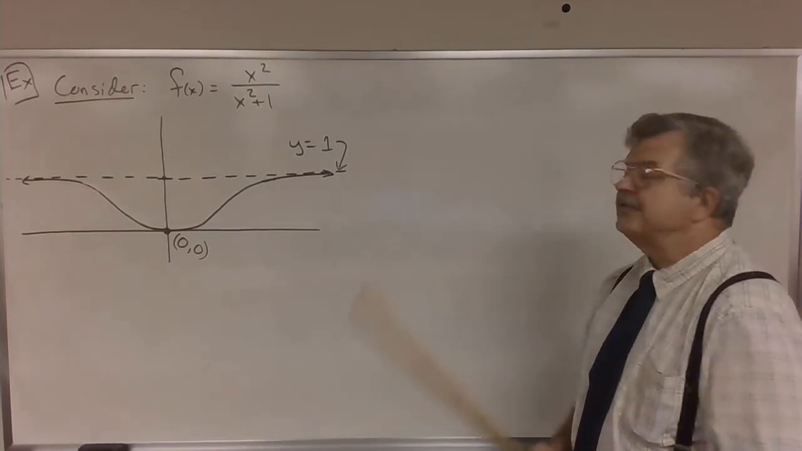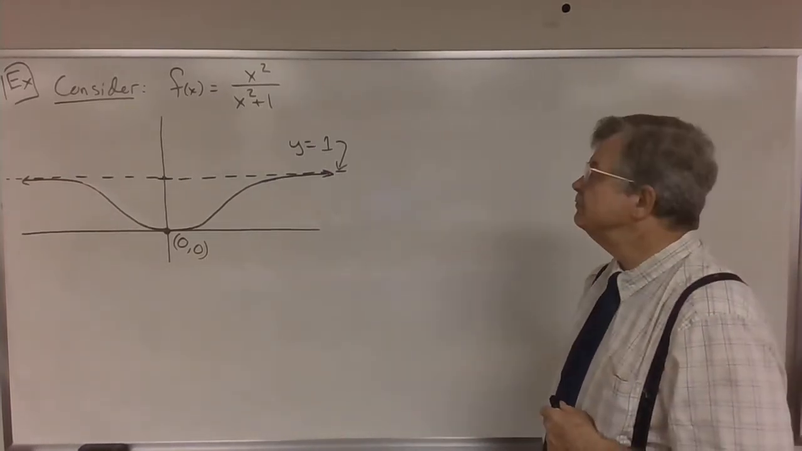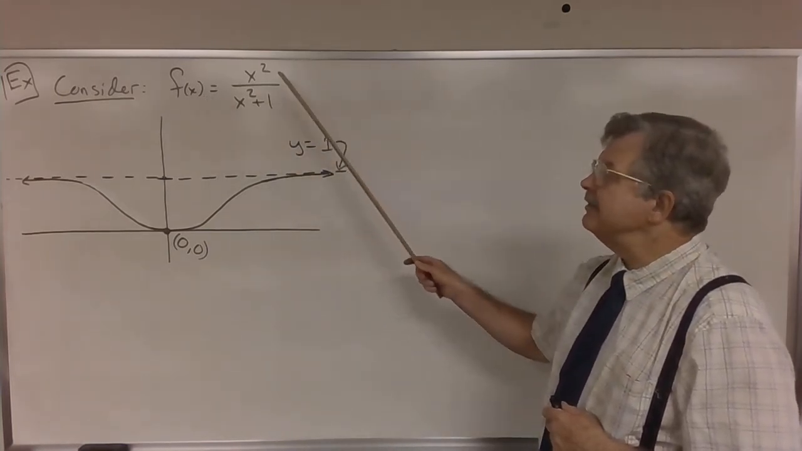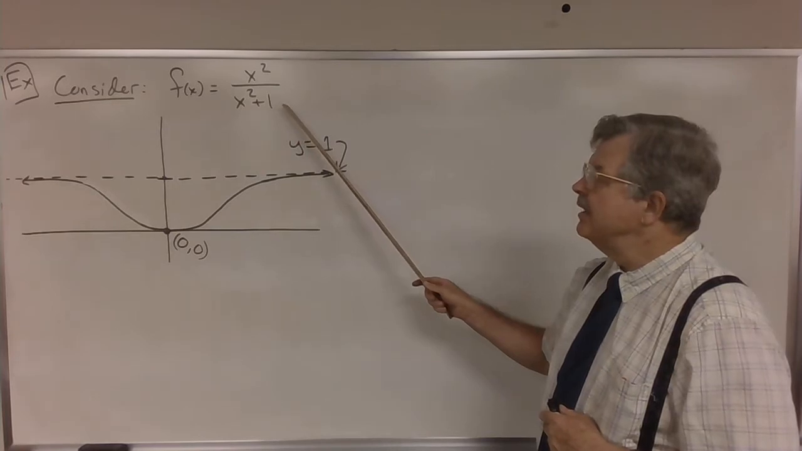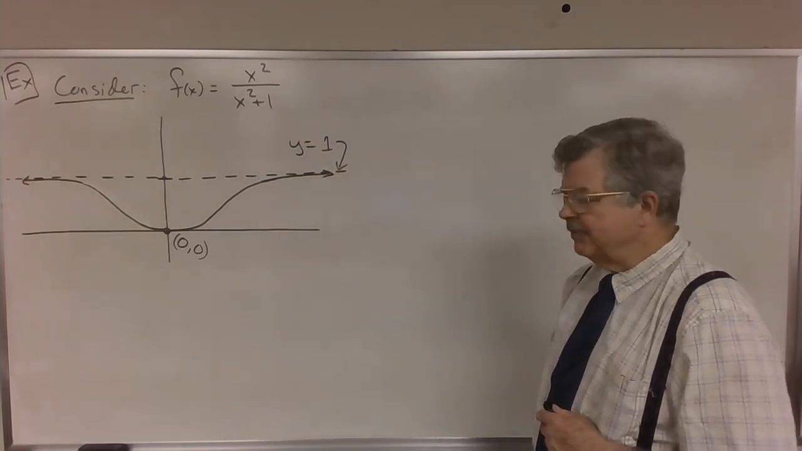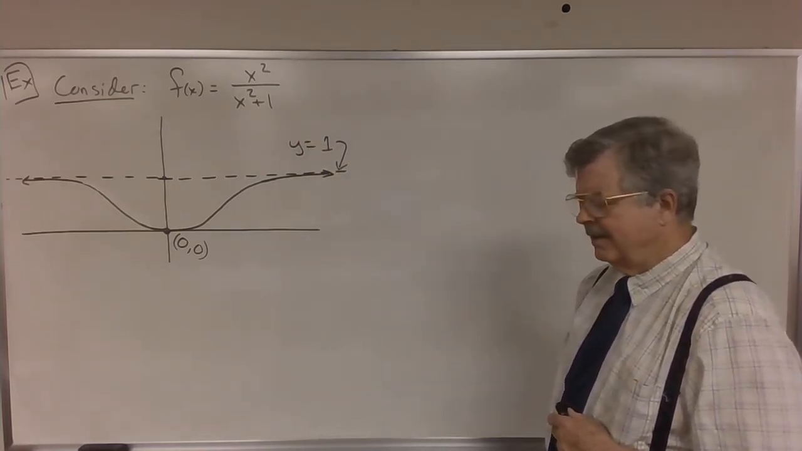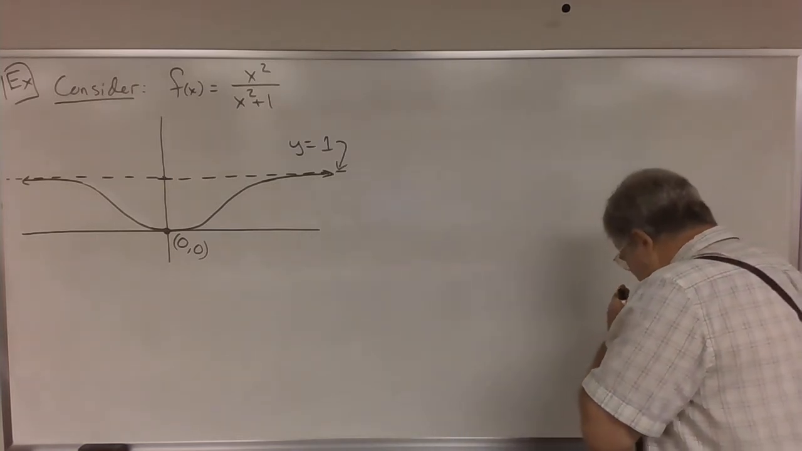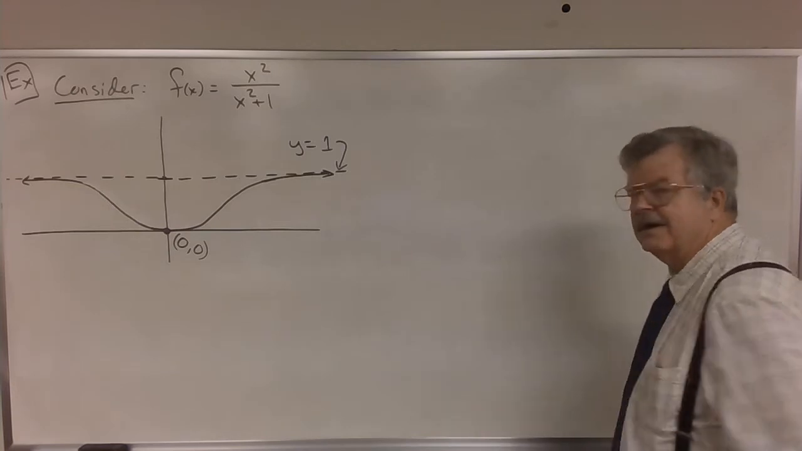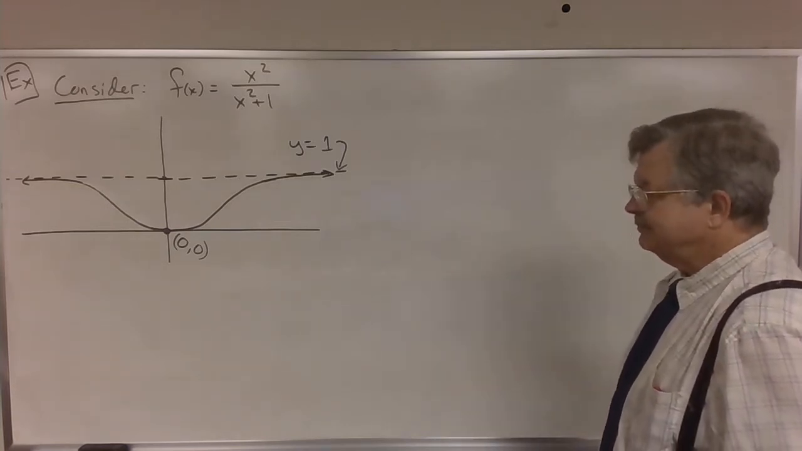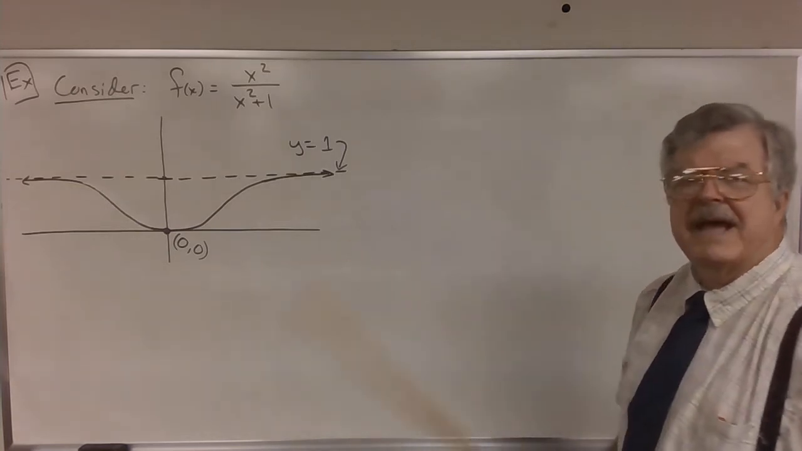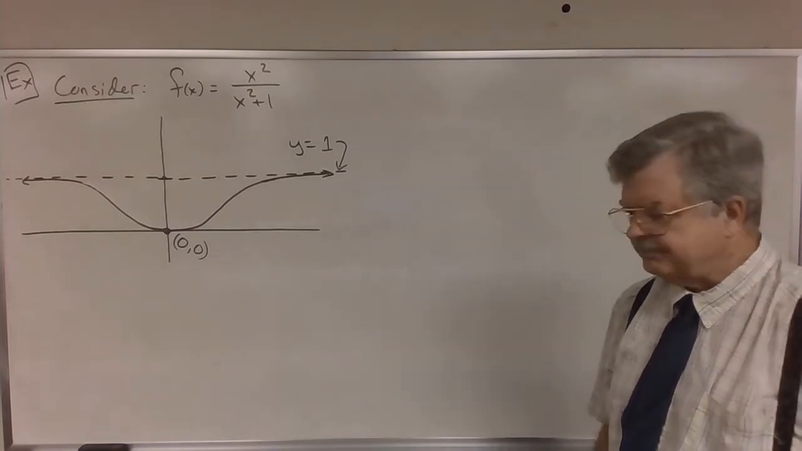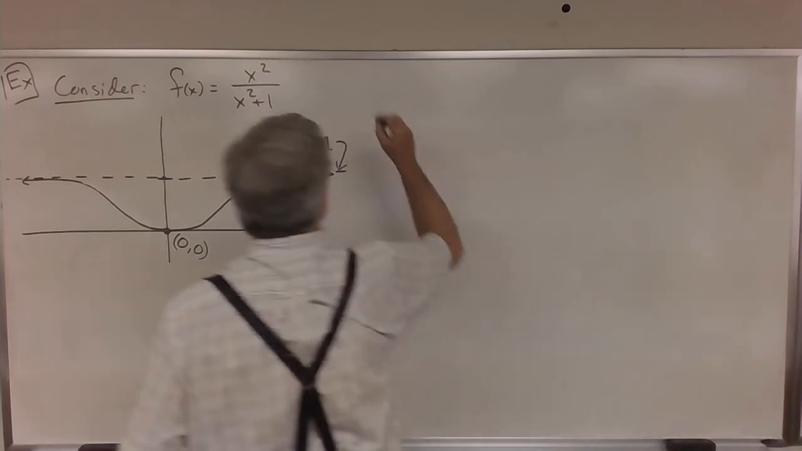Okay, our first example. f of x equals x squared over x squared plus 1. Now, let's do the absolute minimum value first. Is there an absolute minimum value?